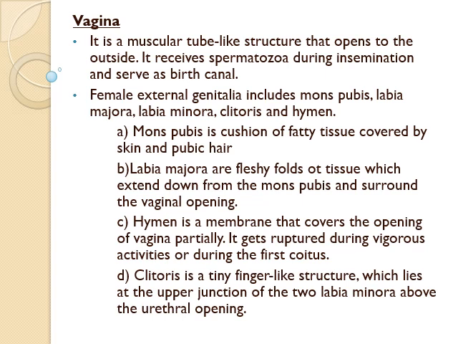Let's see one by one. Mons pubis. It is a cushion of fatty tissue covered by skin and pubic hair. Labia majora are fleshy folds of tissue which extend down from the mons pubis and surround the vaginal opening. Next, labia minora are paired folds of tissue under the labia majora. The vaginal opening is partially covered by a membrane called the hymen. It gets ruptured during vigorous activities or during first coitus. A tiny finger-like projection lies at the upper junction of the two labia minora, above the urethral opening, and is called the clitoris.